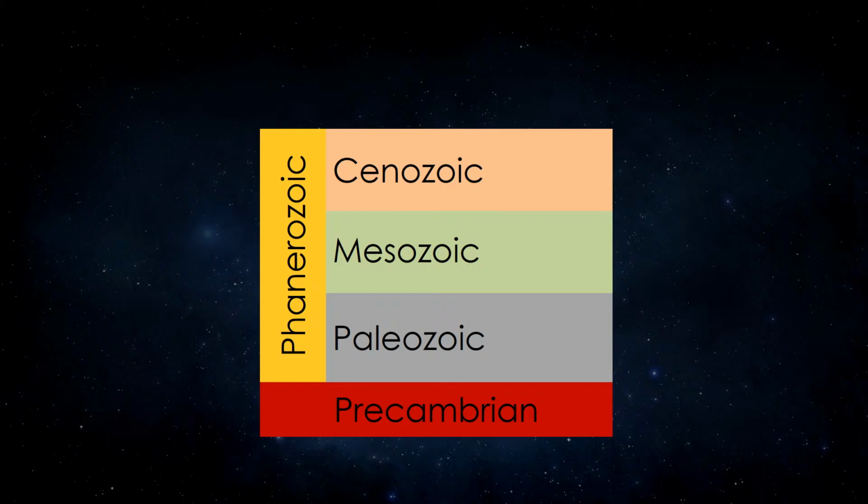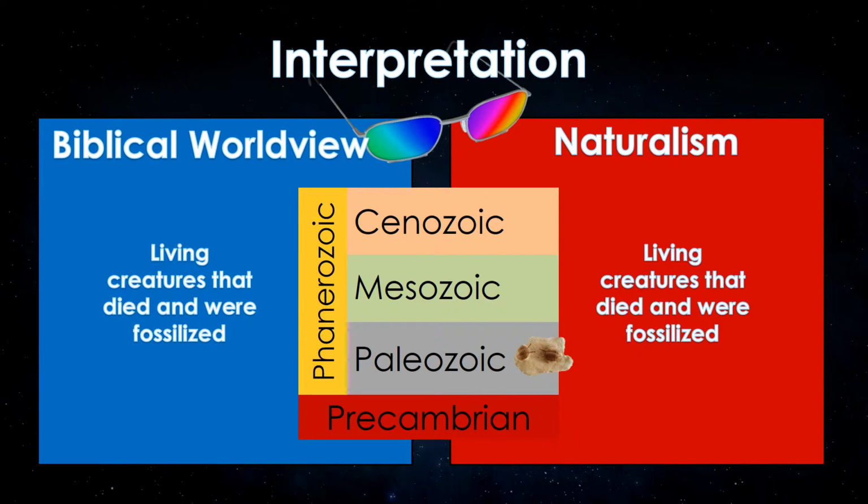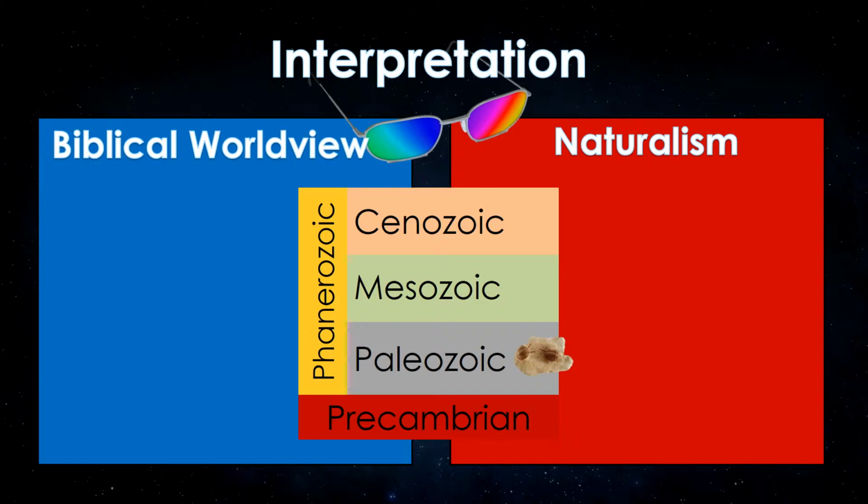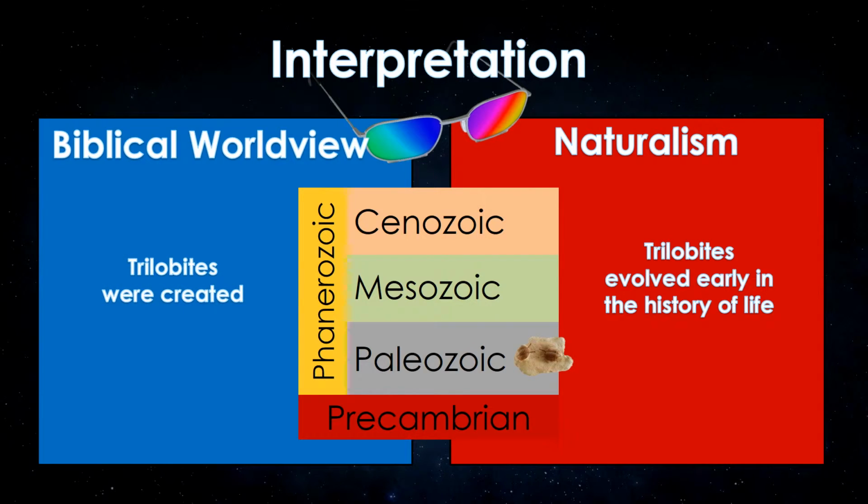A variety of trilobites are found throughout the Paleozoic layers. Their presence in these layers and their absence from the layers above is observable data. Scientists from both worldviews conclude that trilobites were living creatures that died and were fossilized. But scientists from different worldviews have different ideas about where the trilobites came from to begin with. A scientist with a naturalistic worldview would say that trilobites evolved early in the history of life. But a scientist with a biblical worldview would say that trilobites were created.